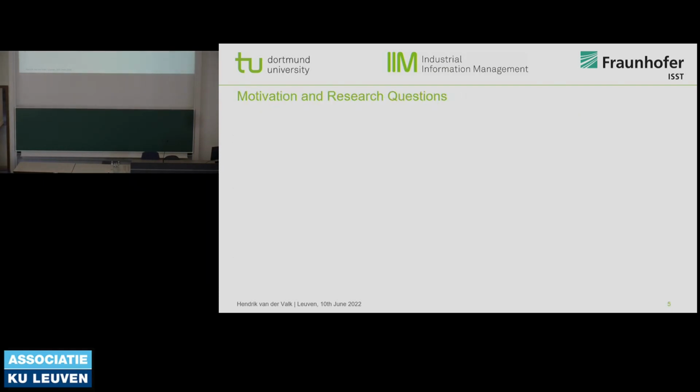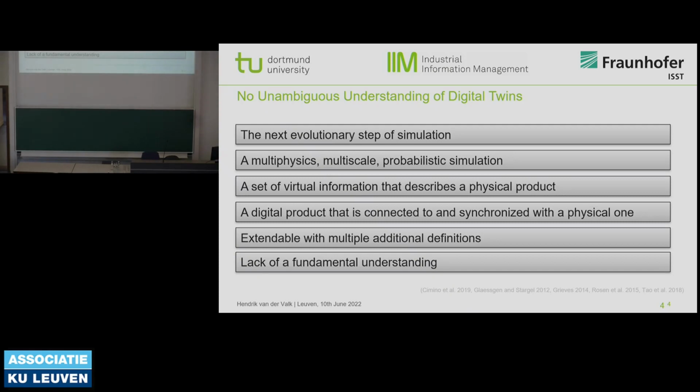But if you are dealing with the topic, you can notice that there's not an unambiguous understanding of digital twins, because there are several definition streams and research streams which define the digital twin in a certain way. Starting with the simulation of material flows, from this section, the digital twin is seen as an evolutionary step of simulation, so that is a new kind of simulation model. That goes hand in hand with NASA, who say a digital twin is a multi-physics, multi-scale, probabilistic simulation.